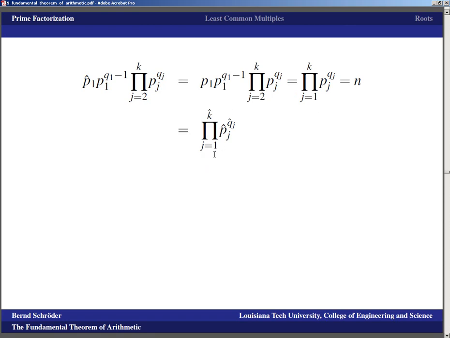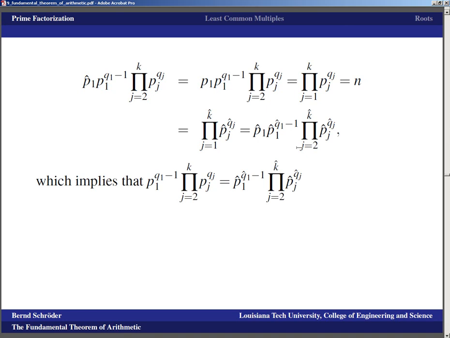Which is equal to the second factorization, product j equals 1 to k hat, pj hat to the qj hat, which is, if I split off the first one, p1 hat to the q1 hat minus 1, product j equals 2 to k hat, pj hat to the qj hat. And if we cancel the p1 hat, then that implies that p1 to the q1 minus 1, product j equals 2 to k, pj to the qj, is p1 hat to the q1 hat minus 1, product j equals 2 to k hat, pj hat to the qj hat.